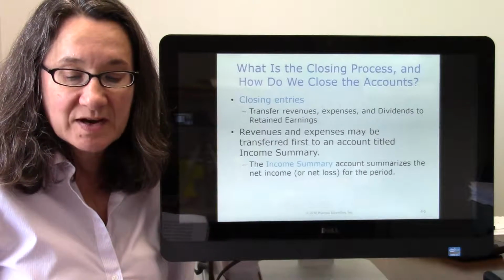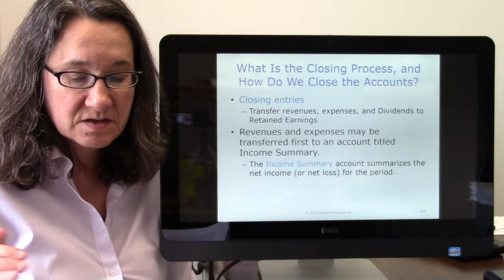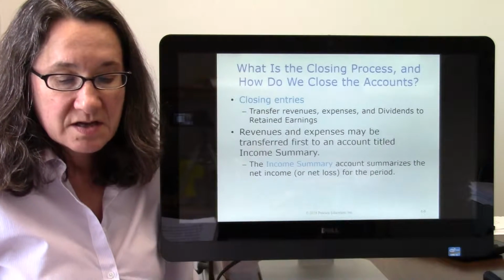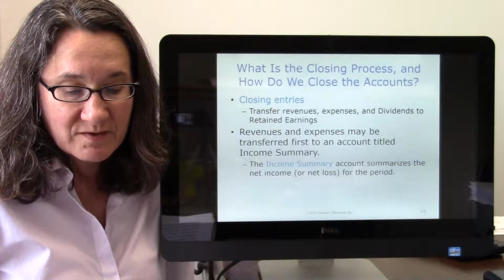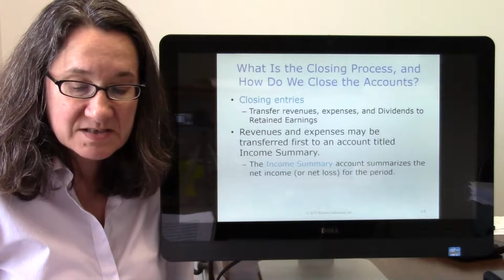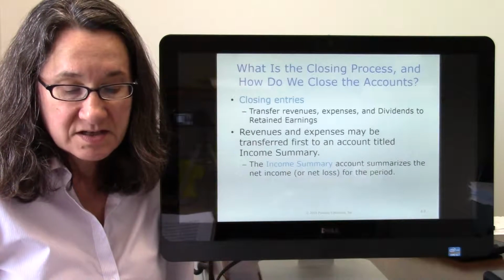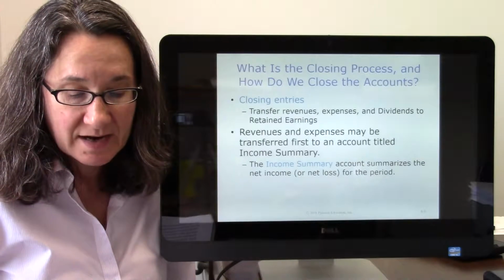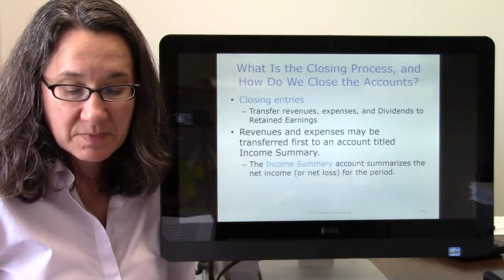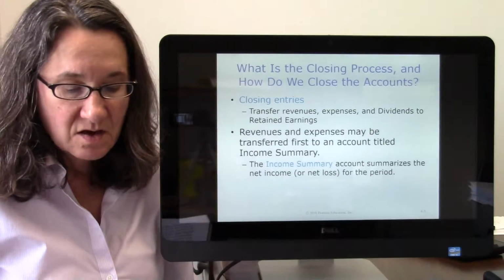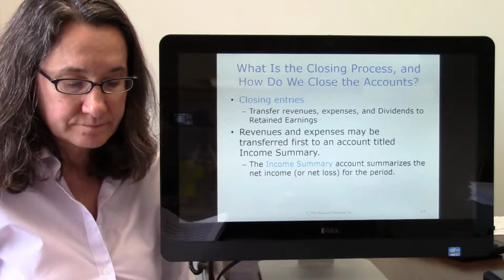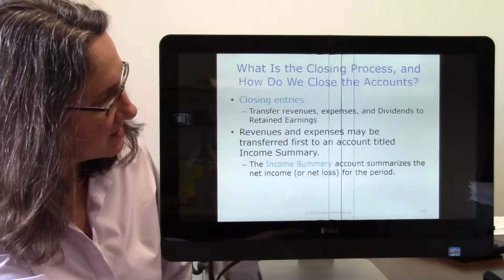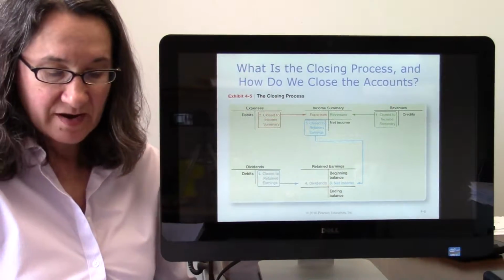The Income Summary is a temporary account, so obviously it's one of those accounts that gets closed. Temporary accounts get closed. The Income Summary is a temporary account into which revenues and expenses are transferred prior to their final transfer into the retained earnings account. This account summarizes net income or net loss for the period. So let's look at the next slide and we'll talk about how we close it.